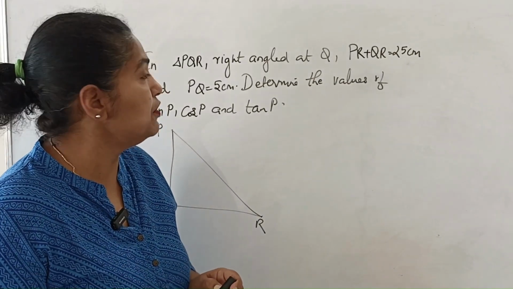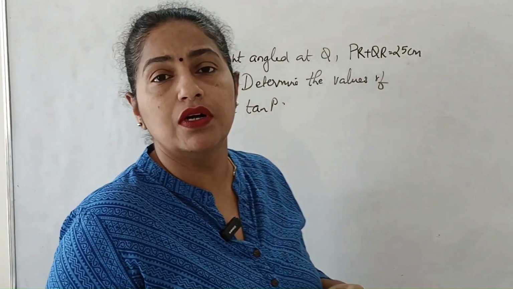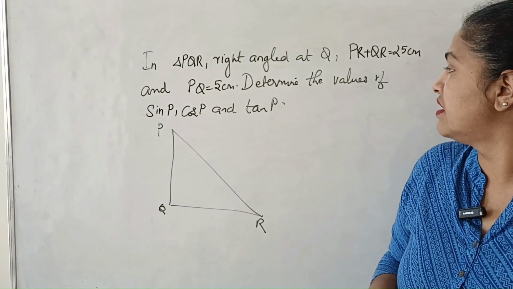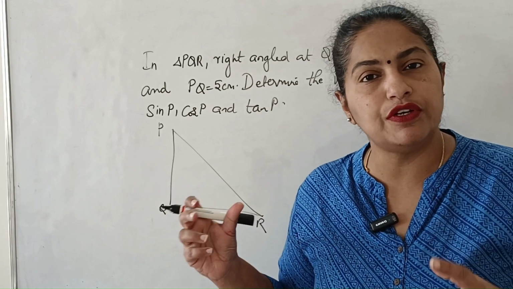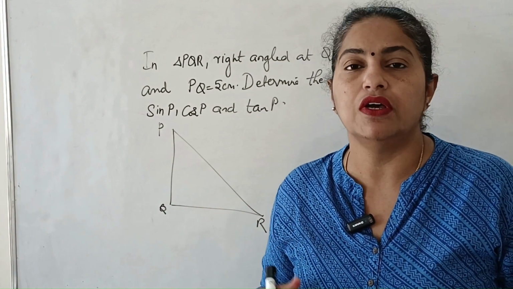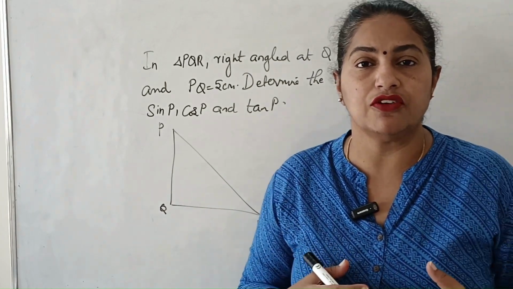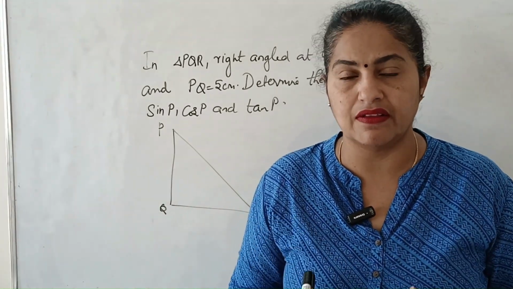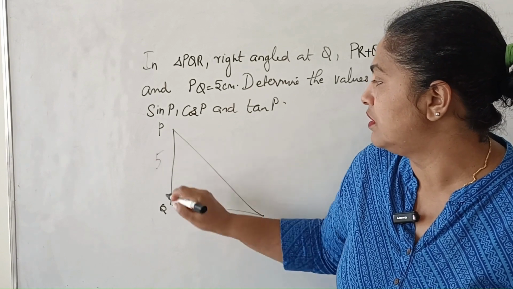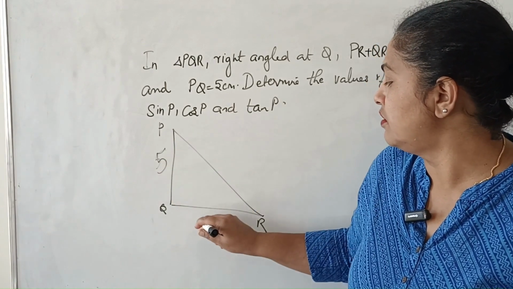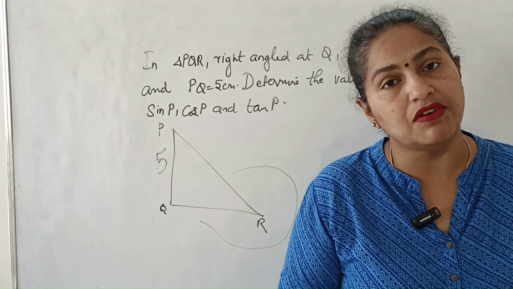In triangle PQR, right angled at Q, PR plus QR is given to be 25 and PQ is given to be 5. We need to find the value of a few trigonometric ratios. Now to find the trigonometric ratios, you need to know the length of the sides. Now what is given to us? It is given to us that PQ is 5 and the sum of these two sides is given to be 25.